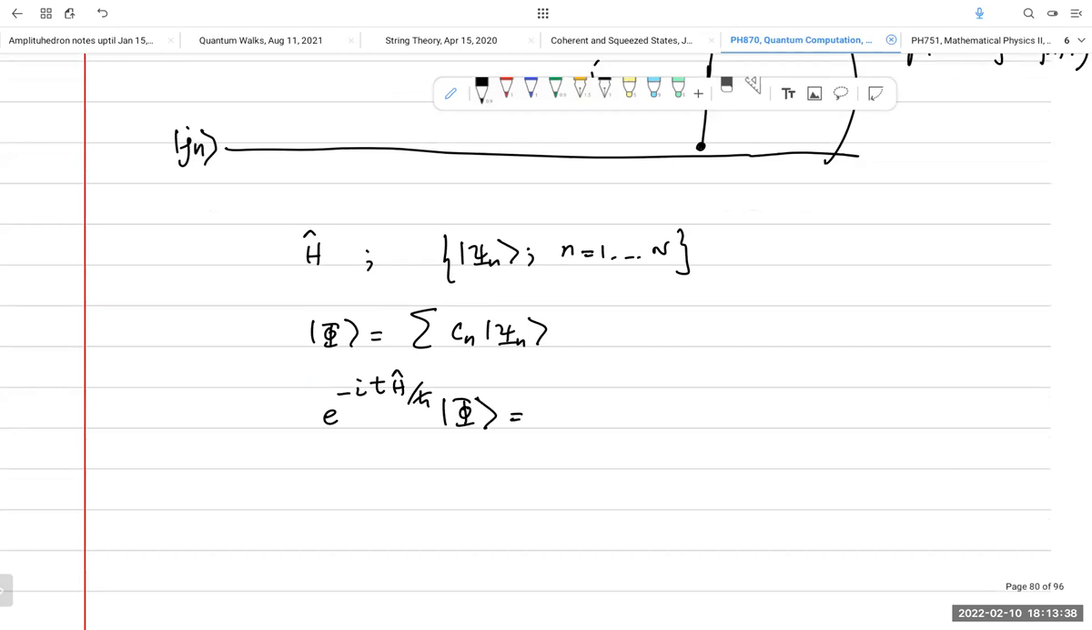What does it give us? It gives us the summation of Cn, and when this operator acts on each of the basis states, what will happen? You'll get the eigenvalue of that state, En, in the exponential, times psi n.